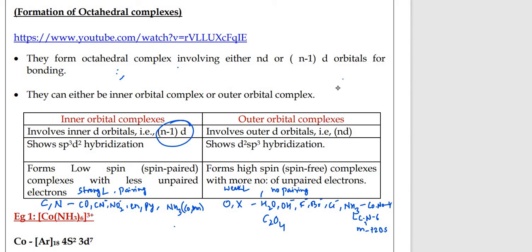In atomic structure in your 11th grade, we did how to write electronic configuration, and we use it in d block elements also. So when it involves the (n minus 1)d orbital, we call it the inner orbital complex. When it involves the nd orbital, we call it the outer orbital complex. Whenever it involves an inner orbital complex, it is either dsp2 or d2sp3.